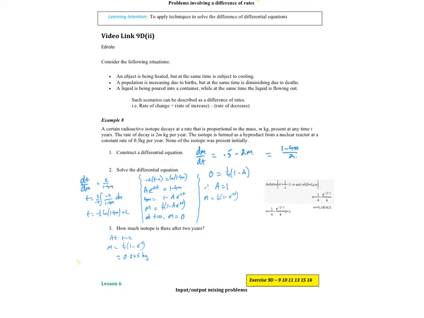All right, so if we have a look here, we've got a radioactive isotope that decays at a rate proportional to the mass present at any point in time, at a rate of 2m kilograms per year. The isotope is formed as a product of a nuclear reactor at the constant rate of 0.5 kilograms a year. So it's forming at 0.5 and decreasing at 2m. So my rate of change is the 0.5 increase, subtract the 2m decrease. All right, so there's the rate.